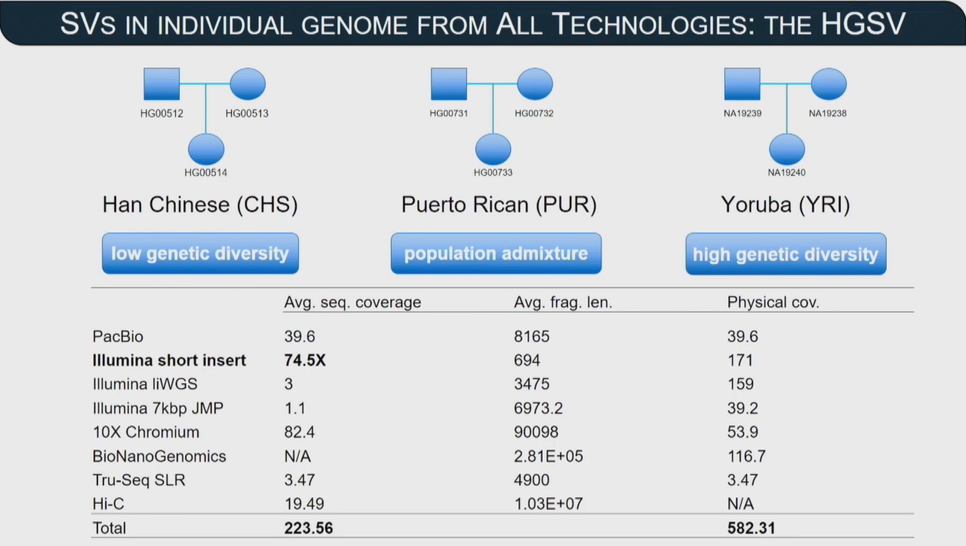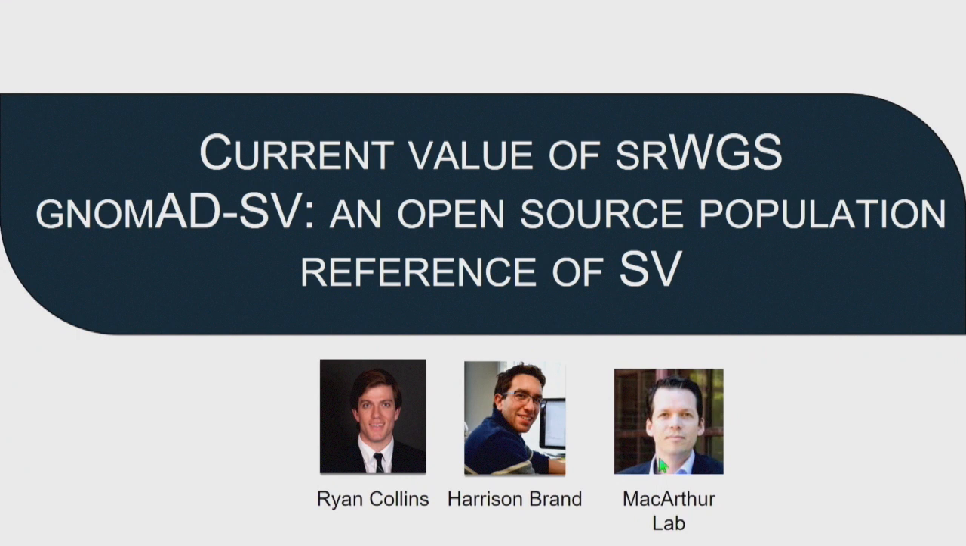Nanopore data. Okay, so I'll come back to this cohort, but this is just to give you an idea of the data that we have and the various fragment lengths and total coverage. So we're talking about somewhere around 580x coverage of 3 genomes, or 9 genomes, 3 probands.